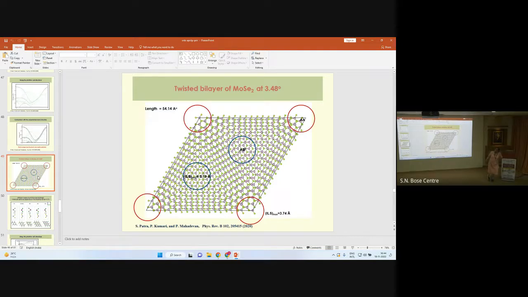Secondly, even if these are interacting systems, what I'm trying to say is that these aspects are coming even from non-interacting physics, which is enough to capture them. Because the ultimate proof of anything is the experiment, and we are able to explain features of the experiment.